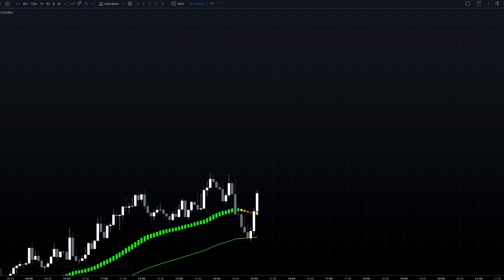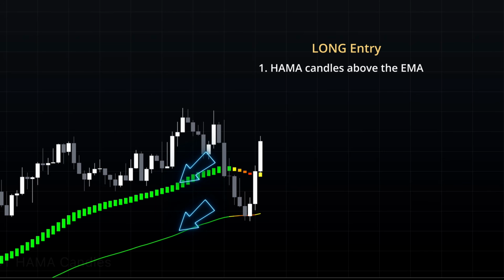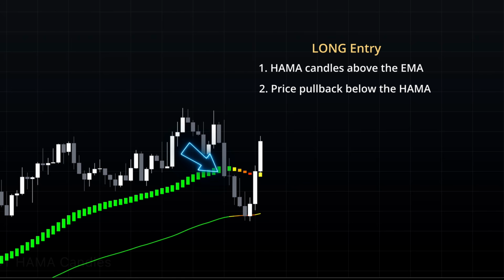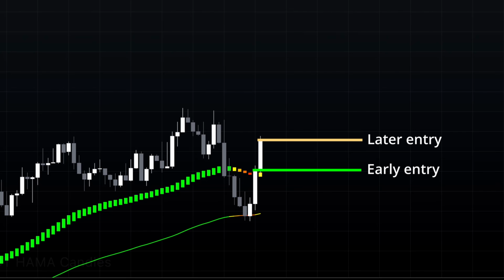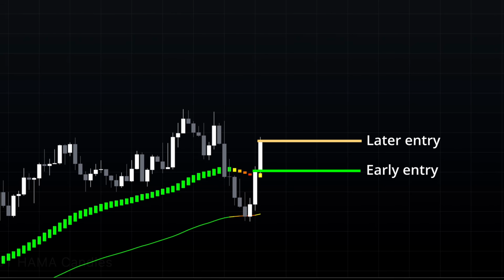For a long position entry, ensure the HAMA candles are above the EMA. Wait for a price pullback where the price crosses the HAMA candles, then enter on a candle close above the HAMA. A more conservative approach would be to wait for a HAMA candle to print below the price candle, though this might result in later trade entries. Choose based on your trading preferences.